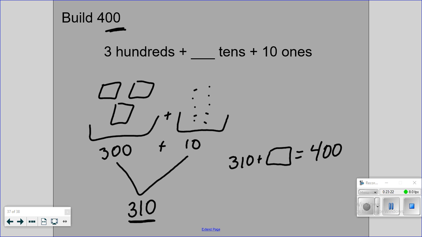310 plus something equals 400. Stanley, what's going to go in that box? 90. So does that mean I need 90 tens? No. It's not 90 tens. That's kind of the tricky part. How many tens is 90 worth? So 90 is the value, but 90 when I count by tens is only 9. Okay.